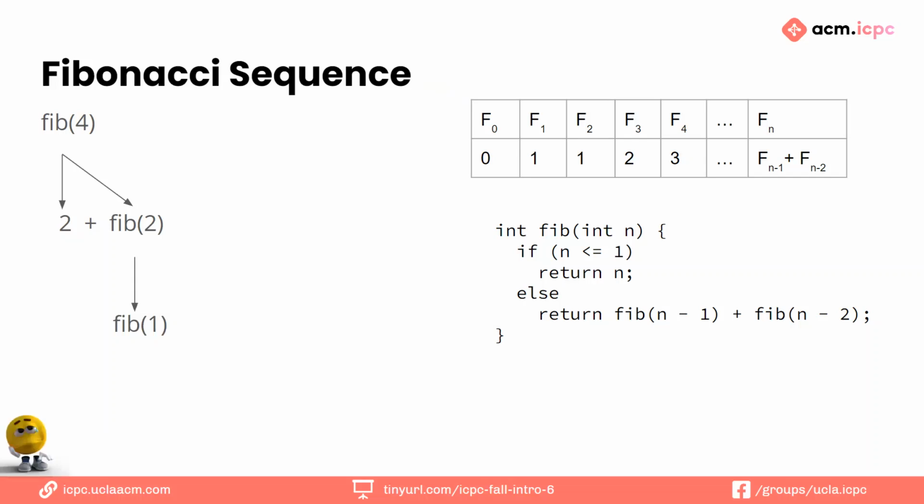But we can see that we kind of end up going through the same process as before, where we get the 1, we get the 0, we compute fib of 2 equals 1, and then after that whole process, we can return fib of 4 equals 2 plus 1, or 3.